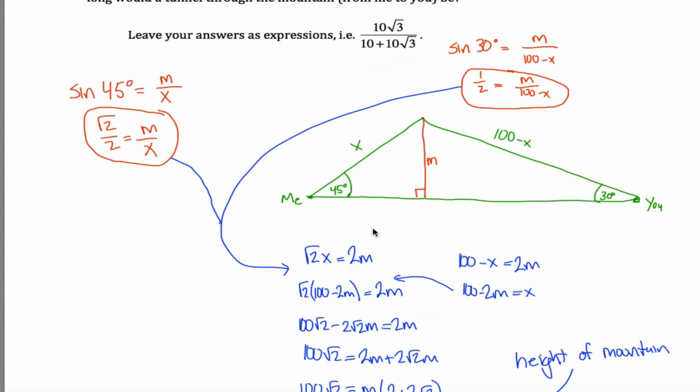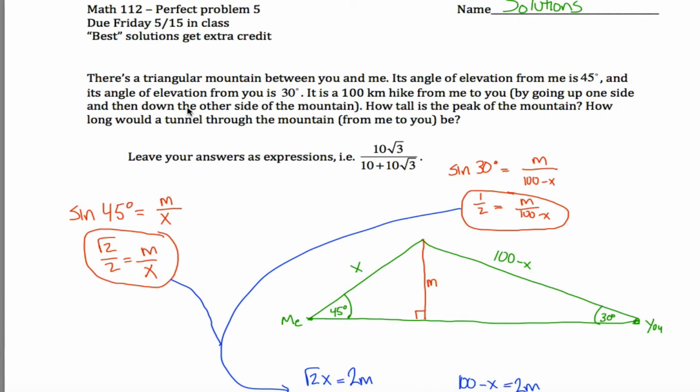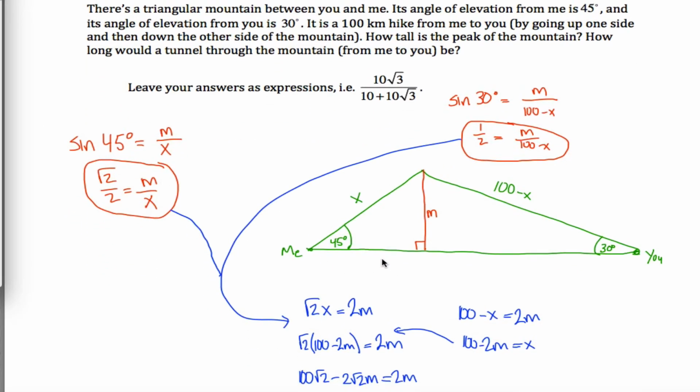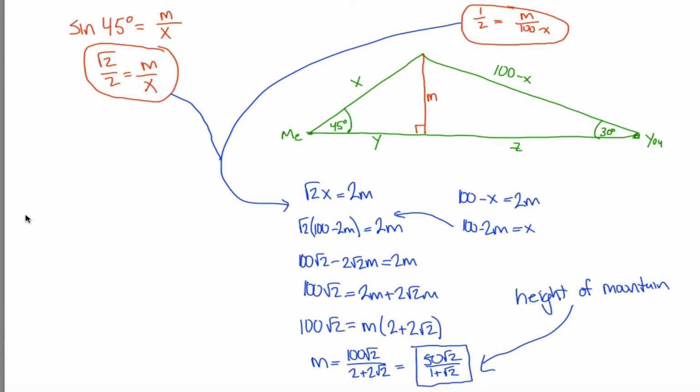I'm not quite done with the problem. I'm done with the first question. It asks me how tall is the peak of the mountain, and then it also asks me how long would a tunnel through the mountain from me to you be. In other words, it's asking me what is, maybe here's a y and here is a z. When I'm trying to solve for the tunnel length is equal to y plus z in my picture.